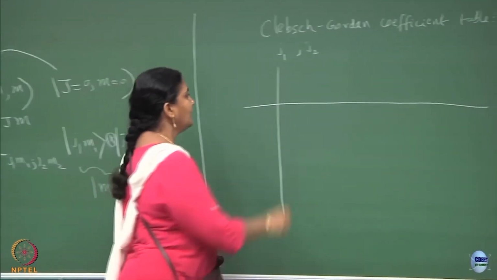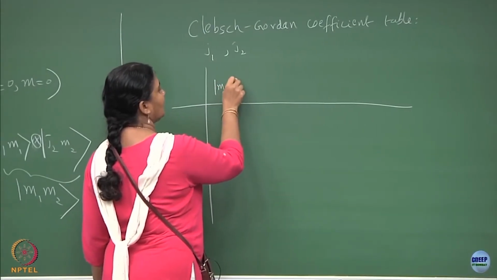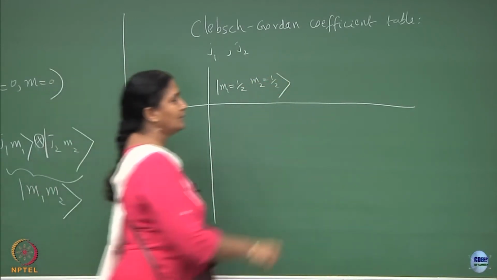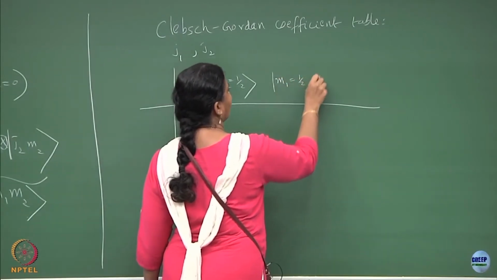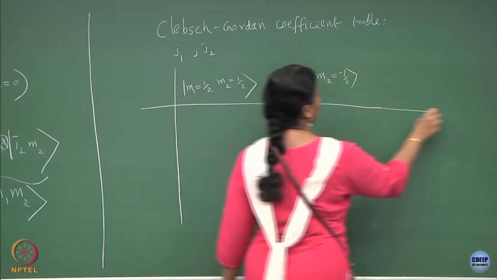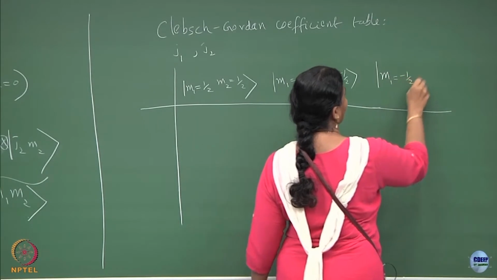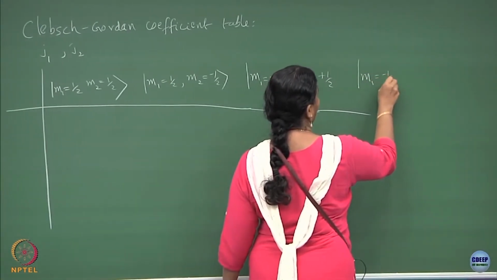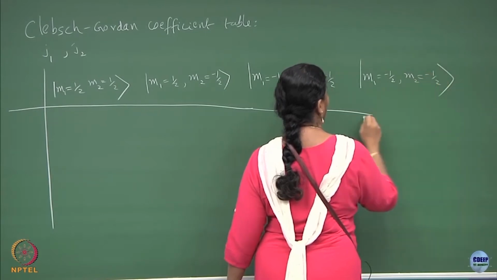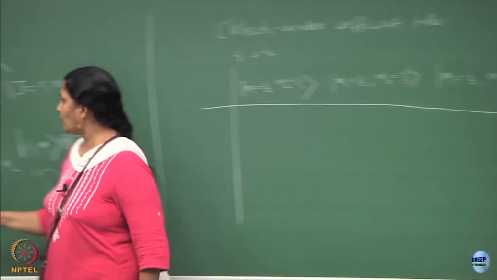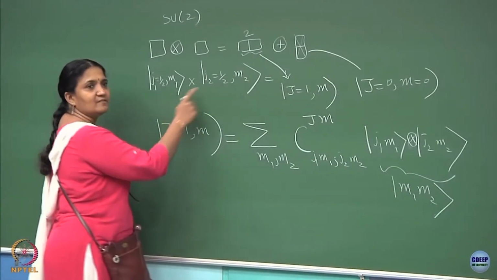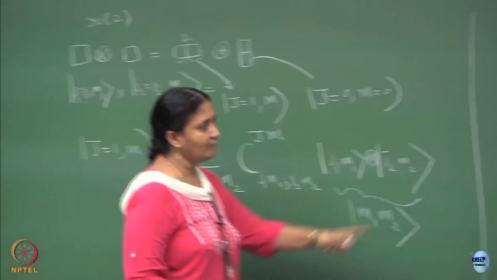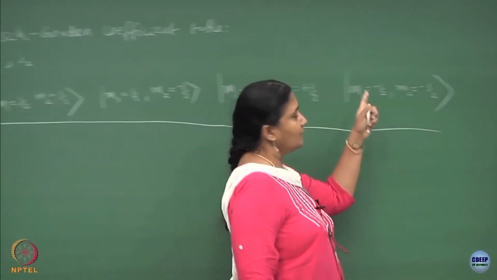Okay. And then there will be values here. In this particular case it is M1 half, M2 half, right. You can have M1 half, M2 minus half, M1 minus half, M2 plus half, and then M1 minus half, M2 minus half. That is the tensor product rule. When you wrote the 4 bases, you wrote it as up up, up down, down up, down down. That is what I have written here, up up, up down, down up, down down, that is a tensor product.